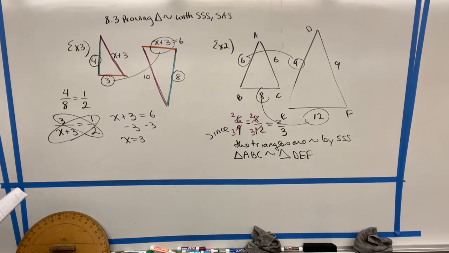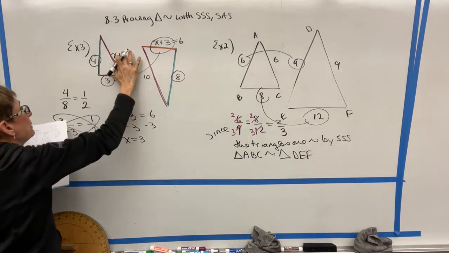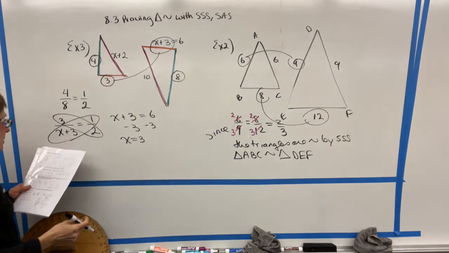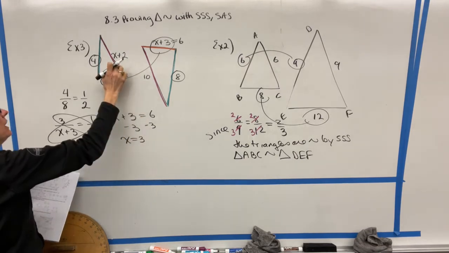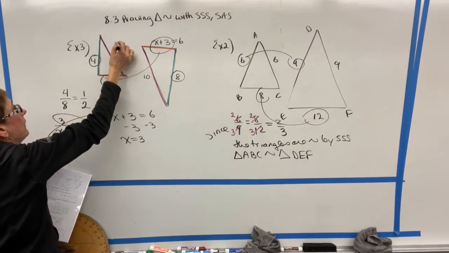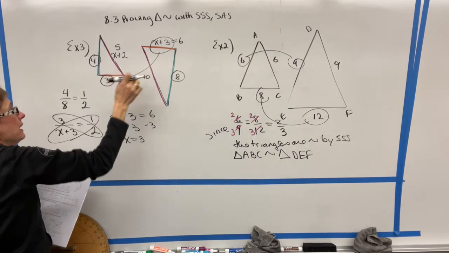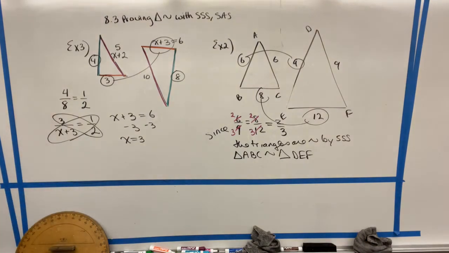Now, let's try looking at the other dimension. Oh, and you know what? I did another typo. This was supposed to be x plus 2. That doesn't really help. So let's put in 3 here. If we do 3 plus 2, we would get 5. And 5 divided by 10 would also be 1/2. So these triangles would be similar if x was 3.